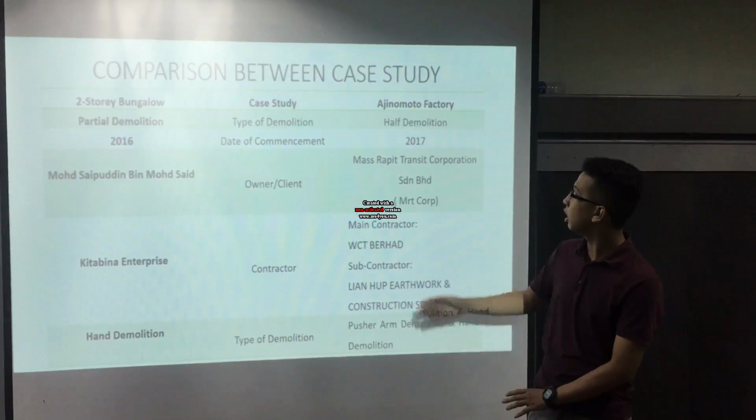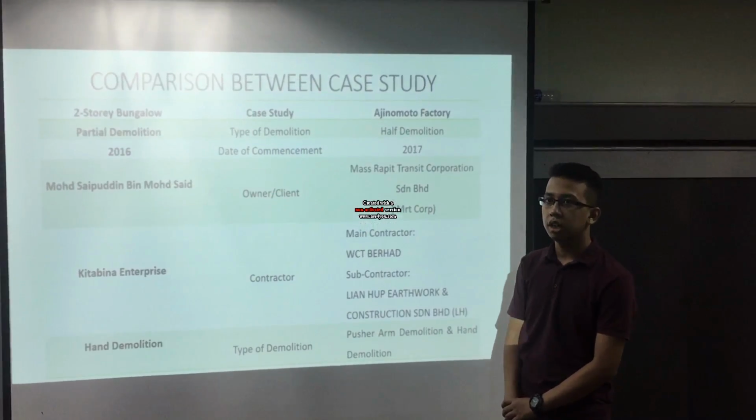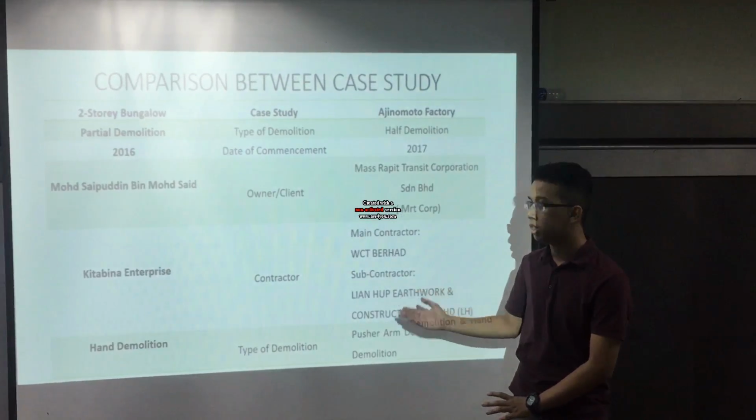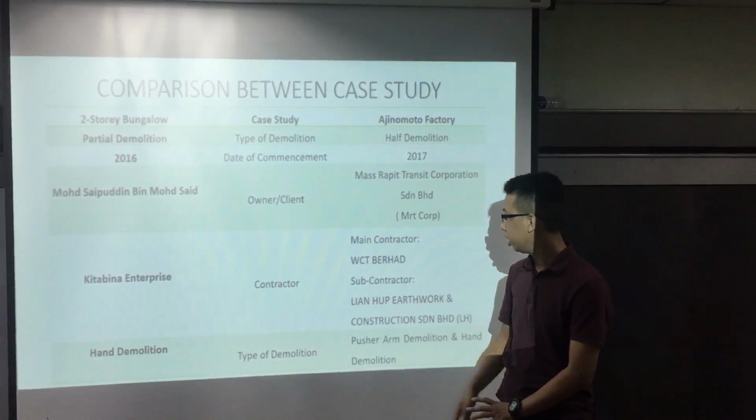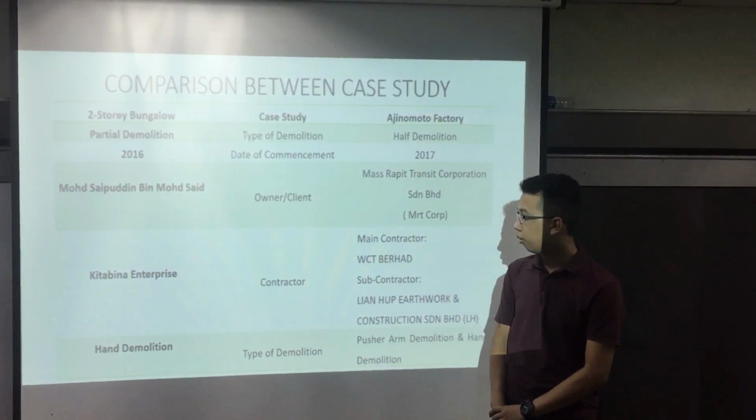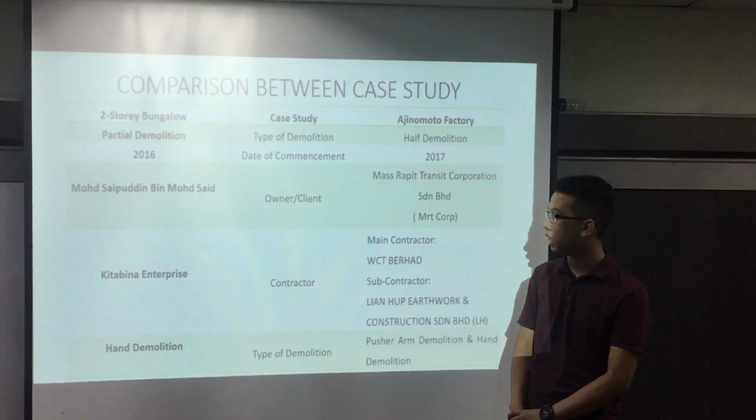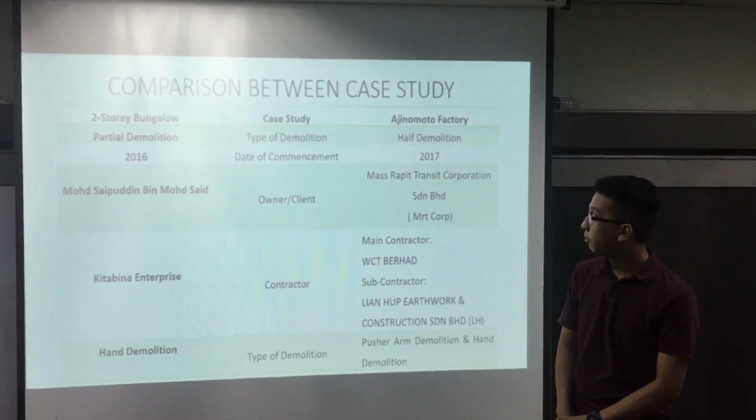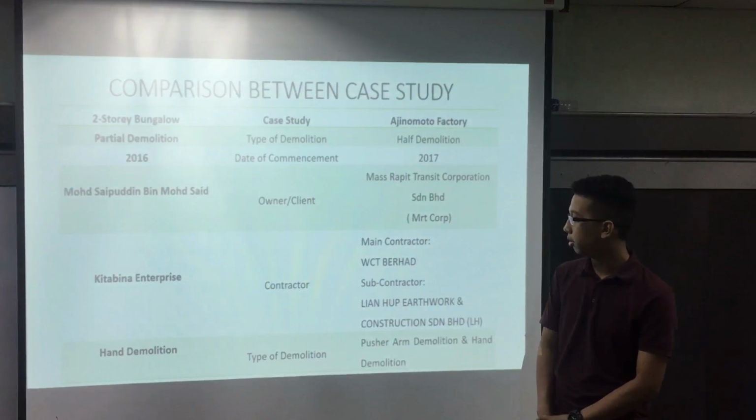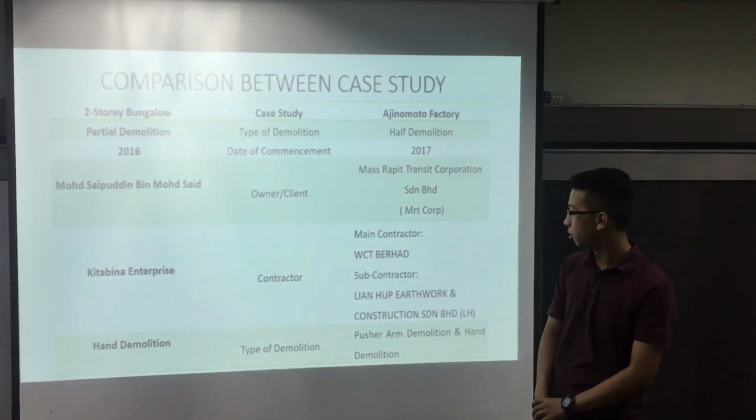For the Aidil Motor Factory, the demolition was handled by a subcontractor, Lian Hub Earthwork and Construction. While for the two-story bungalow, the demolition and alteration were handled by Kita Bina Enterprise. The method used for demolition of the bungalow was hand demolition, while for the Aidil Motor Factory it was push-arm demolition.